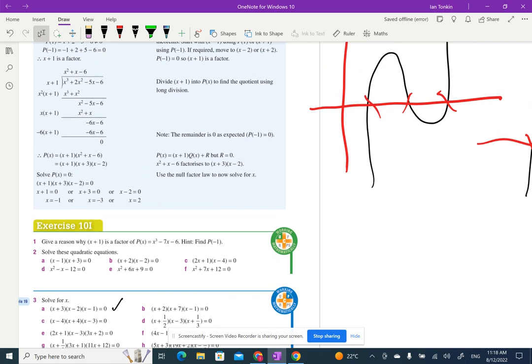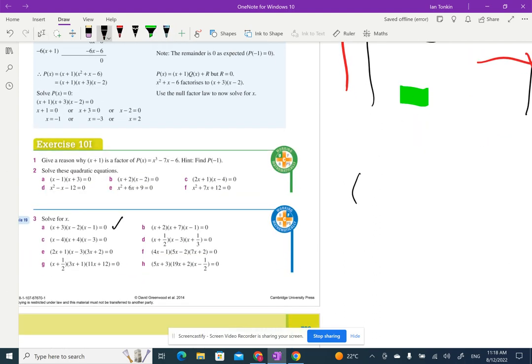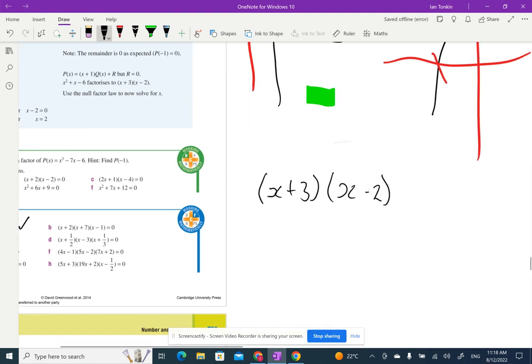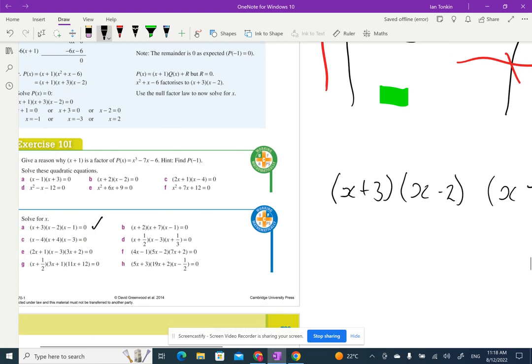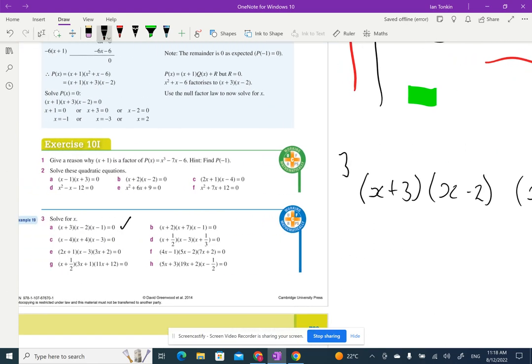So it's going to look like this first one here. So here I go. It's pretty easy because it's already written in factorised form. x plus 3, x minus 2, and x minus 1, I think. Let's go back and have a look. Righto, 3a, that's it.